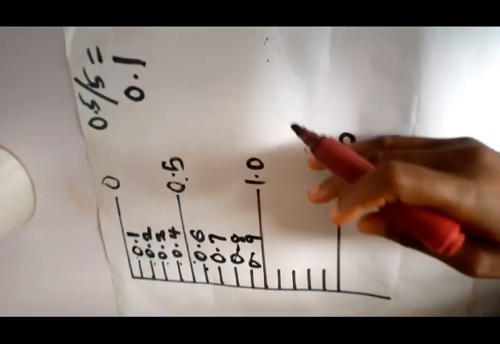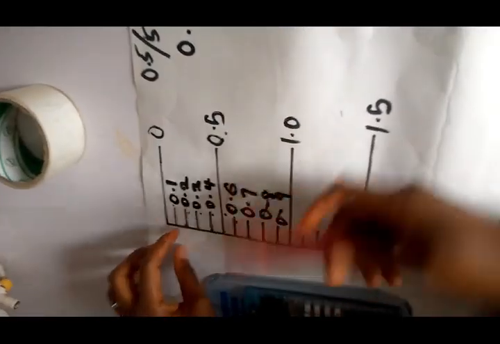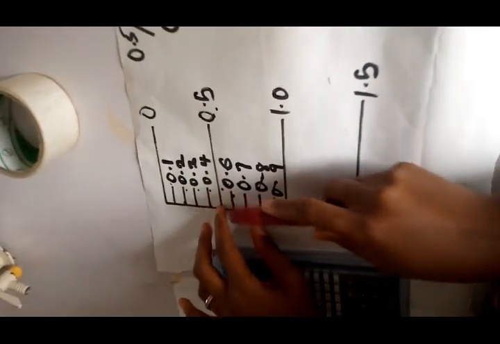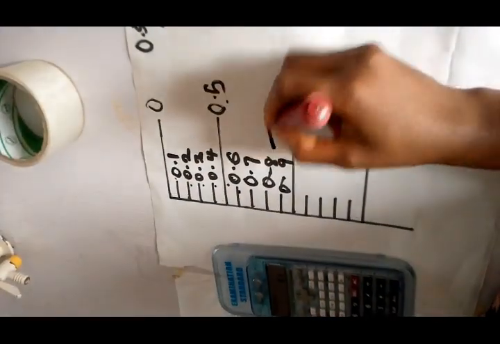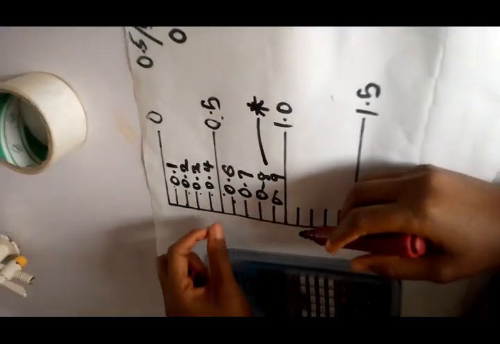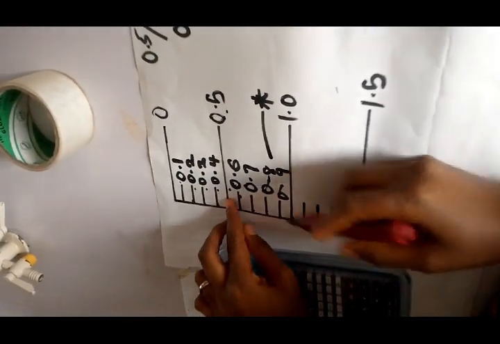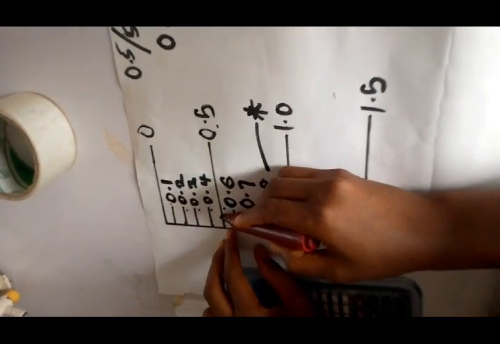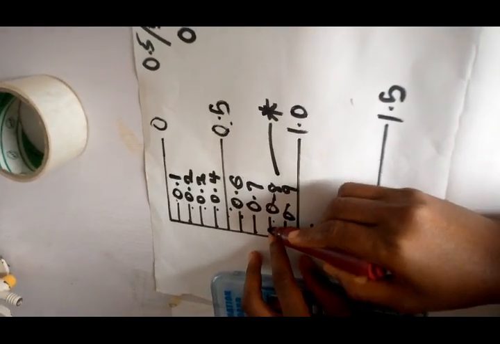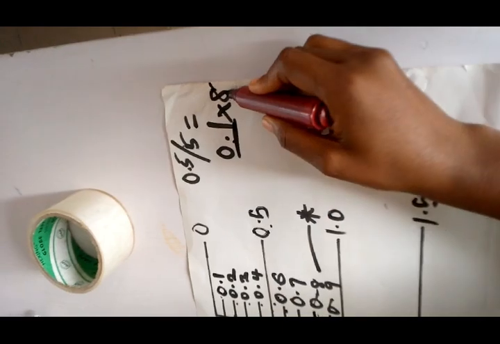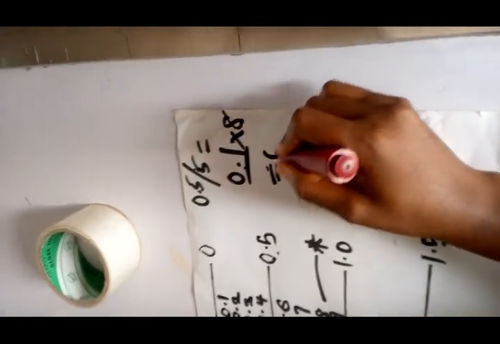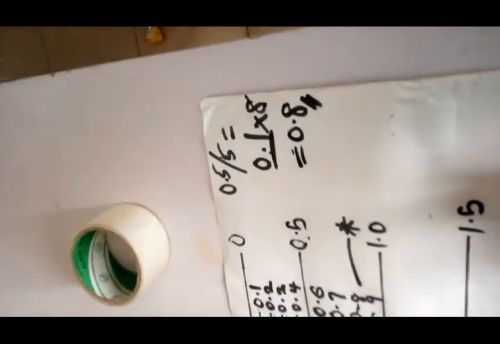So in some cases, if you want to get your answers, you can just count the number of lines you have. For example, this is 5. If I want to get the readings for this place, for example. So this is 5. From this place to this place is 5. 1, 2, 3, 4, 5, 8. So what I will do is 0.1 times 8. 0.1 times 8 is what? 0.8. So that's how you get it.